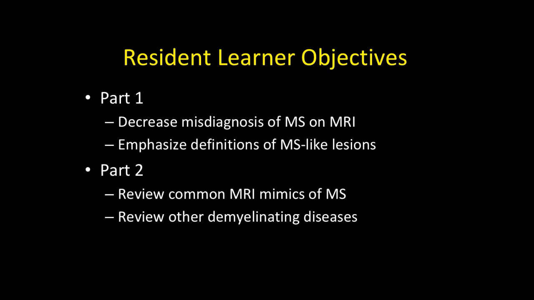So the resident learner objectives for part one: we will try to decrease our misdiagnosis of multiple sclerosis on MRI by emphasizing definitions, predominantly locations of MS-like lesions. And then later in part two, we'll review common MRI mimics and variants of demyelinating disease.